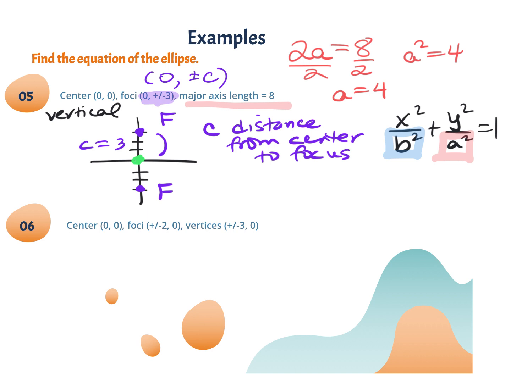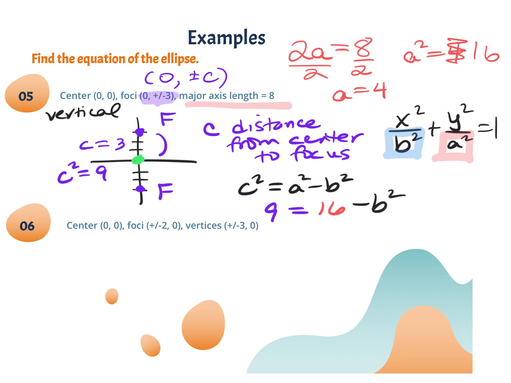Now, I don't have any information about b, but I have a and c, so I can use c squared equals a squared minus b squared. Fill in the c squared. So c was 3, so c squared is 9. And set that equal to 16. 4 squared is 16, not 4. So let me fix this. So fill this in with a 16 minus b squared. And this is what I'm solving for.